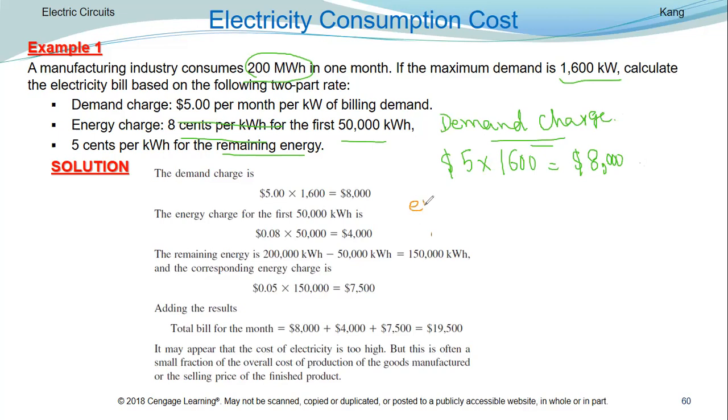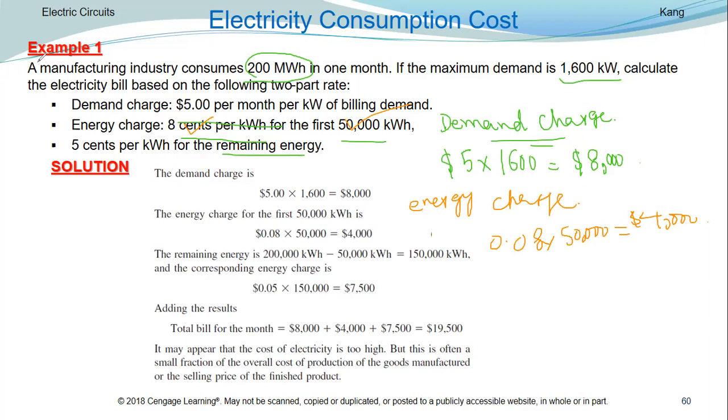Now the energy charge. The energy charge for the first 50,000 kilowatt hours is 8 cents, so $0.08 multiplied by 50,000, which equals $4,000.